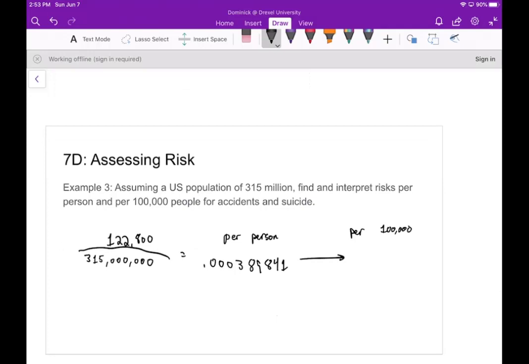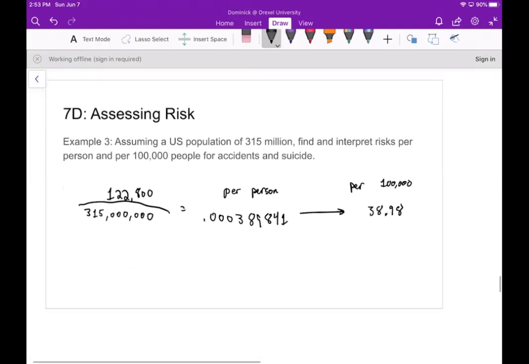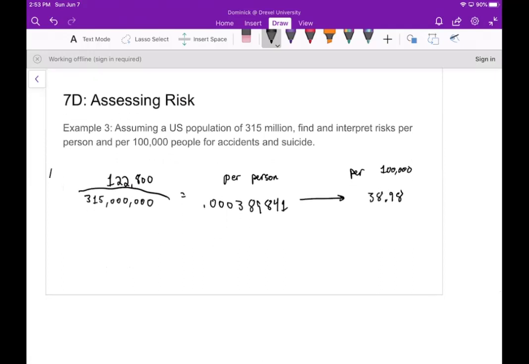And if we do that, we're just going to be moving the decimal place over a couple times, and we're going to get that this is 38.98 roughly, right? So per 100,000 people, you would expect almost 39 to die from an accident. Okay, so this was for accidents.